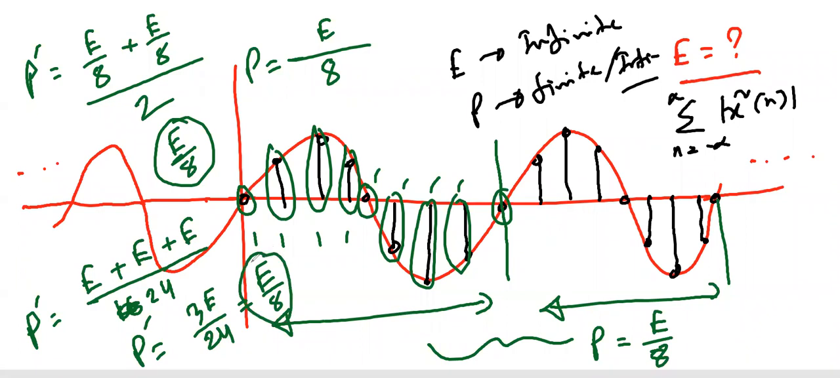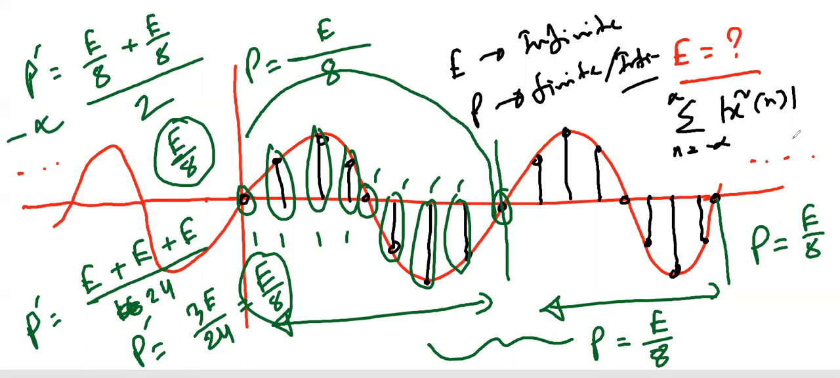That means the power of the single cycle is equal to E divided by 8 for the full signal from minus infinity to plus infinity. If I conclude it like this, a periodic signal having samples from minus infinity to plus infinity is not an energy signal, but it is a power signal. So you need to prove it, or you need to understand that.